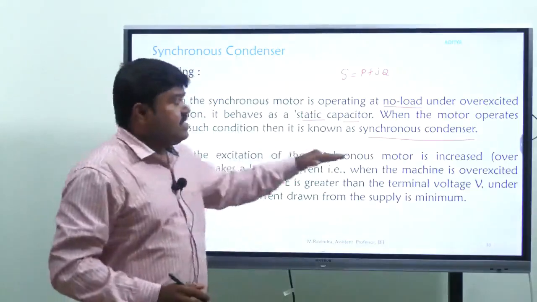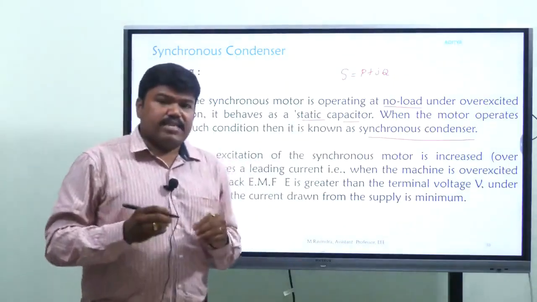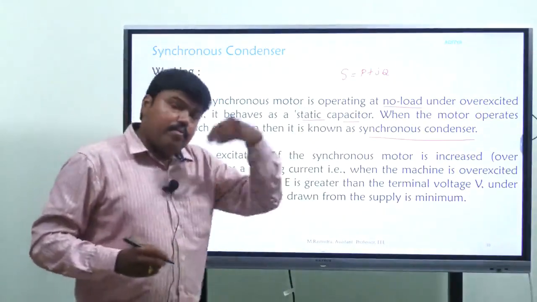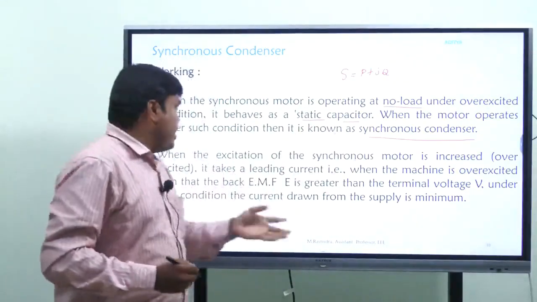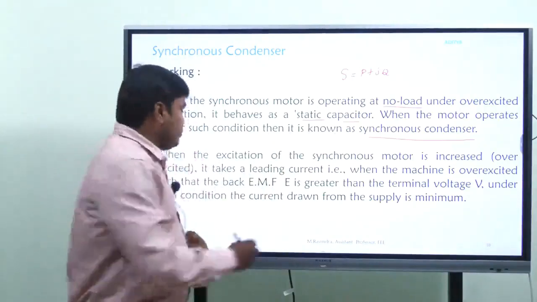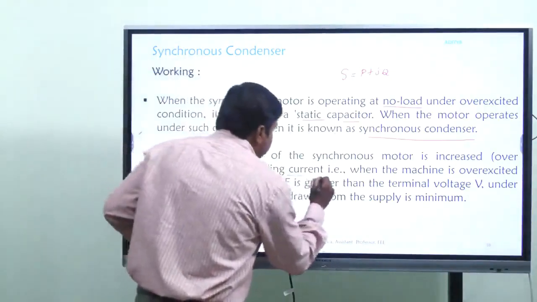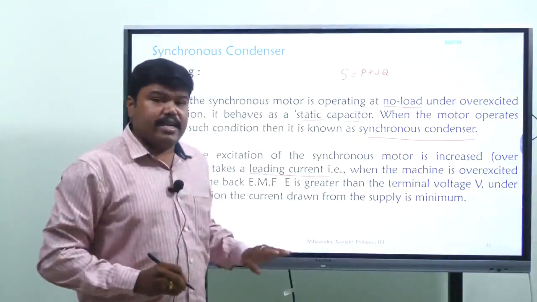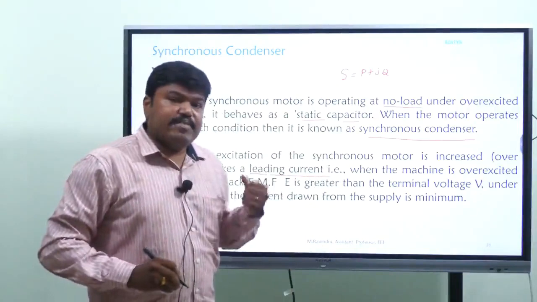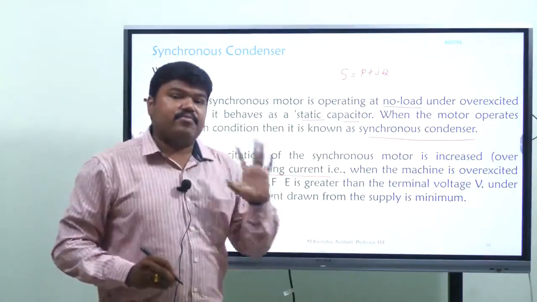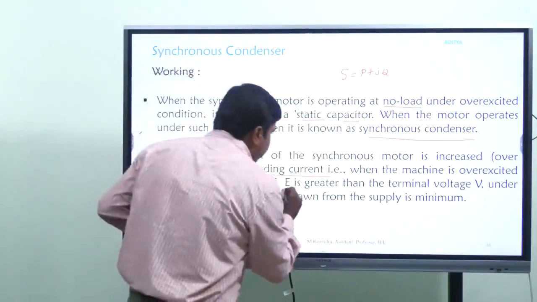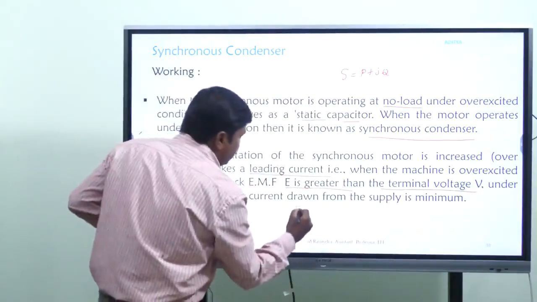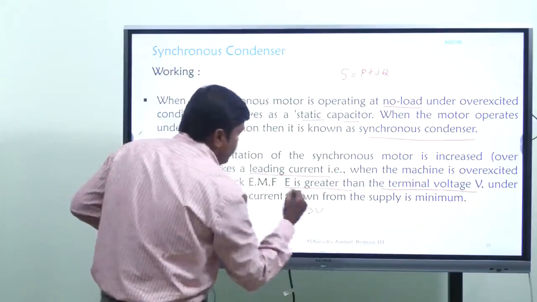Now let us see here. Suppose the excitation of the synchronous motor is increased, that is, over excited. Then it takes a leading current. That is when the machine is over excited. In that condition, the generated EMF E will be greater than the terminal voltage V.